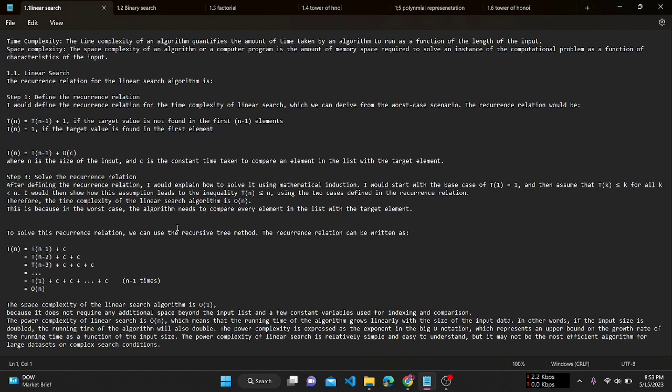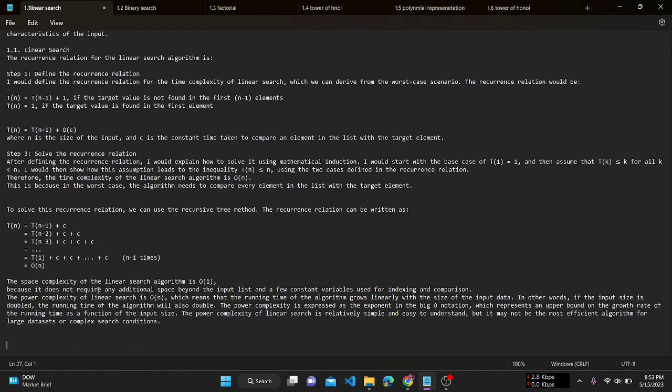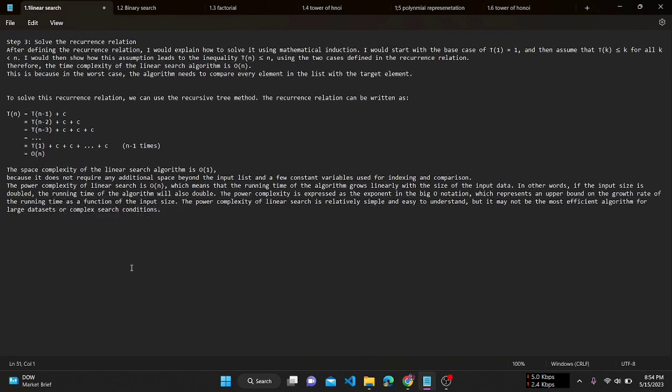This is because in the worst case the algorithm needs to compare every element in the list with the target element. To solve this recurrence relation, we can use the recursion tree method. The recurrence relation can be written as T of n equals T of n minus 1 plus c, T of n minus 2 plus c, T of n minus 3 plus c, and so on, down to T of 1 plus c plus c plus c, which is n minus 1 times c, giving O of n.